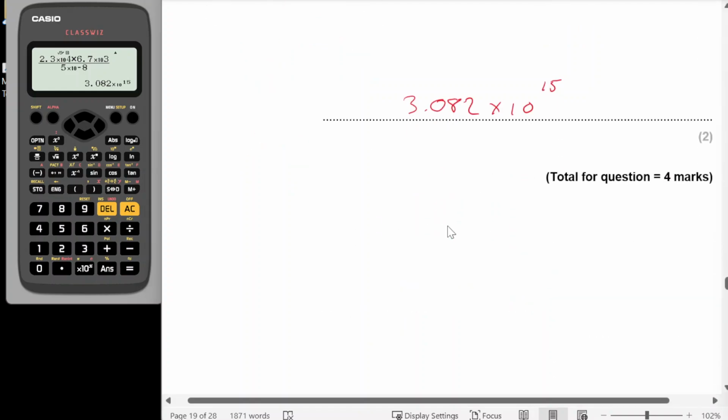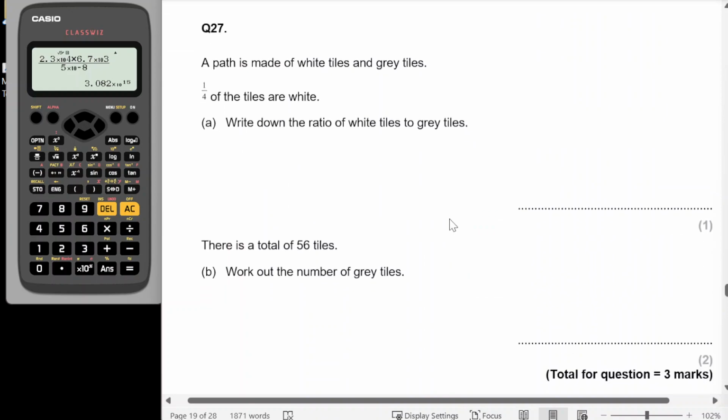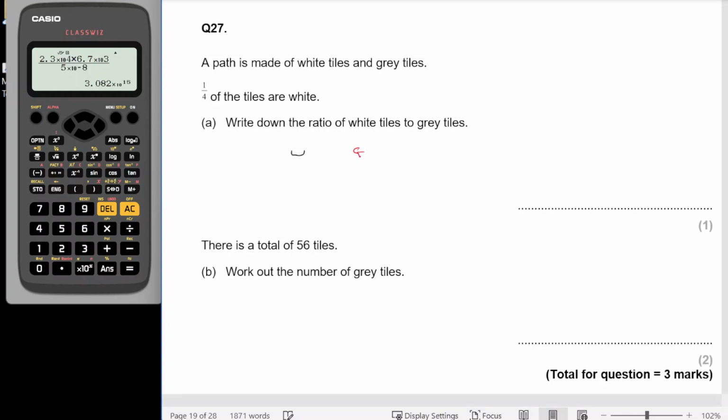Okay, question 27. A path is made of white tiles and grey tiles. A quarter of the tiles are white. Write down the ratio of white tiles to the ratio of grey tiles. So we've got white to grey, and we've got a quarter of them are white, which would mean 3/4 are grey, so that's going to be 1 to 3.